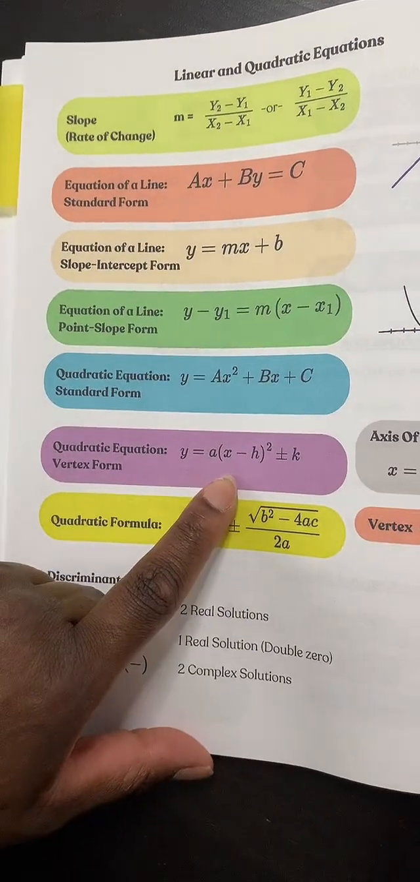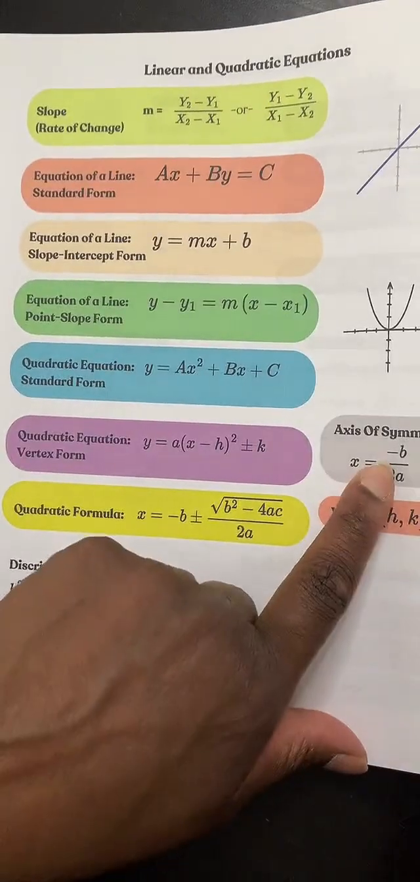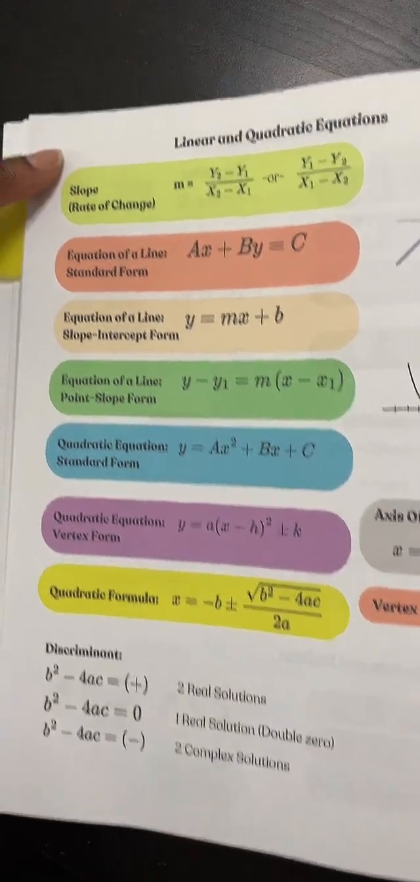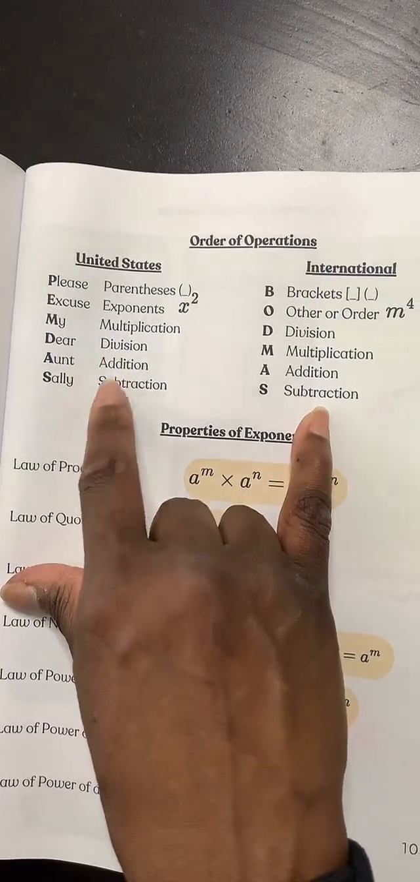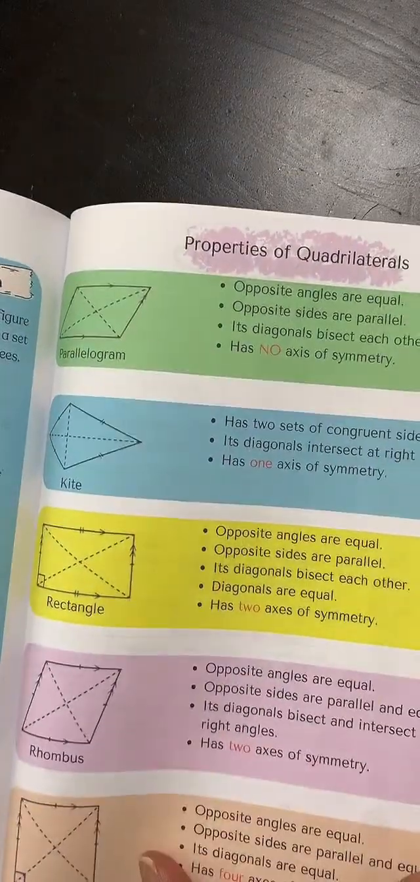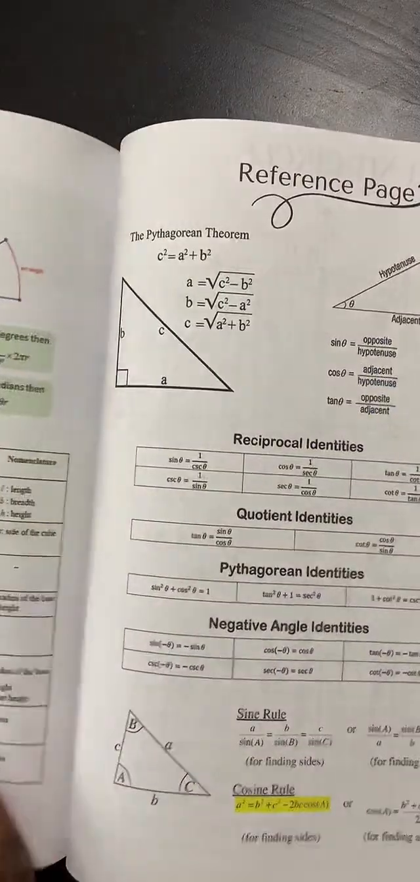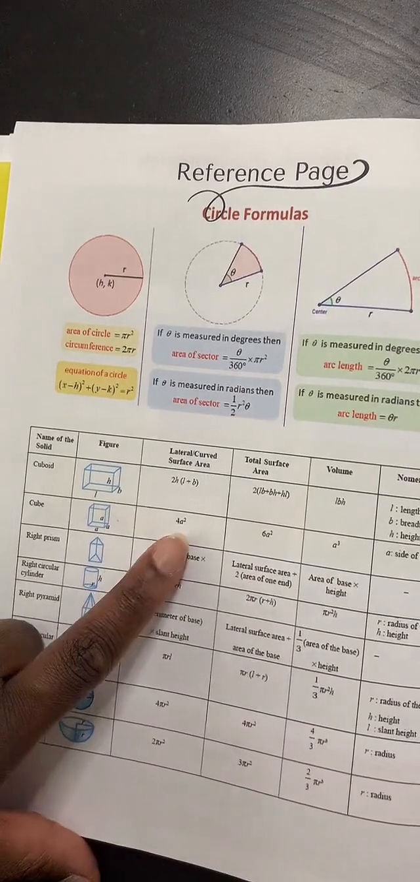And one of them, hey, look here, Vertex Form. This is what we're working on right now. Okay. Axis of symmetry, if you guys are doing it for the quadratics. And then also this is all linear and quadratics right here. We have exponential over here, order of operations in the US as well as international. Then also properties of quadrilaterals, transformations, some of those rules for my geometry peeps. Also for volume and surface area.